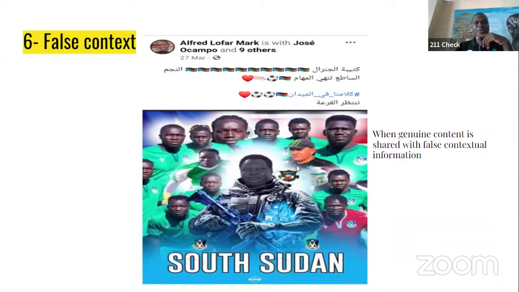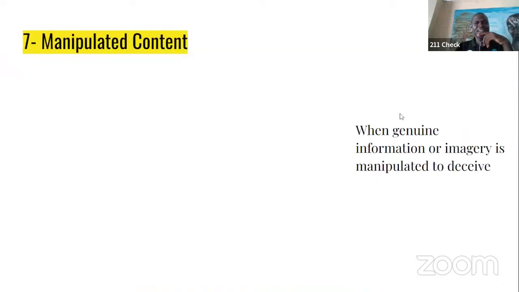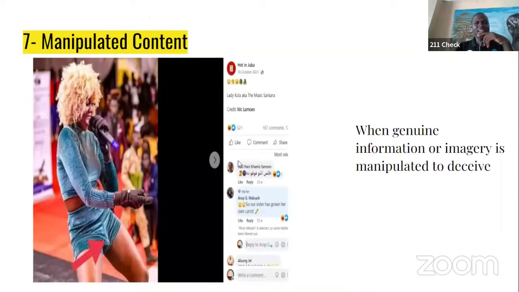And then also we have manipulated content. Some of you might have seen this picture of Lady Caller, where you might have seen, are you seeing this red arrow here? This is when genuine information or imagery is manipulated to deceive. It was even shared by Hodin Juba and first shared by MC Lomax, who is an artist. So this picture was not the original picture. It was manipulated to include this thing here that has been put down here. So this is an example of manipulated content.